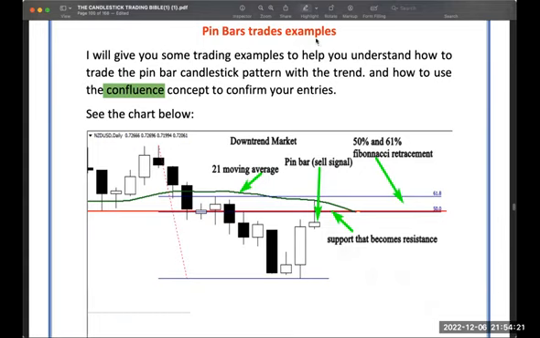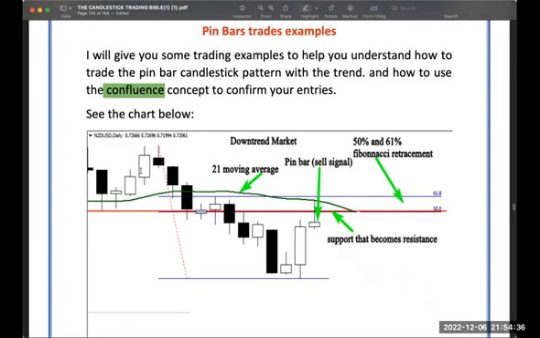And also Fibonacci retracement is always good to use on higher time frames, like your H4 and daily. Sometimes you can use it on the H1, but it's always best if you can try to use it on the higher time frames for better results.